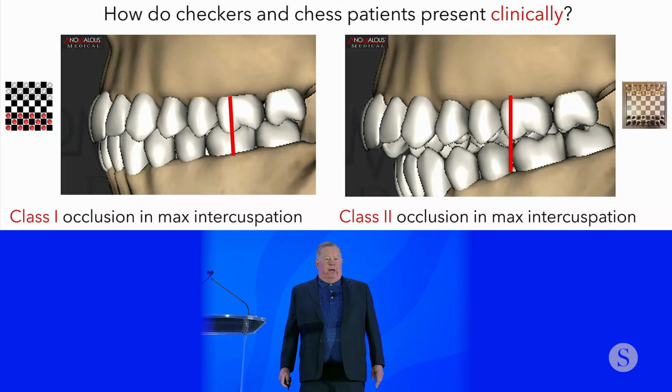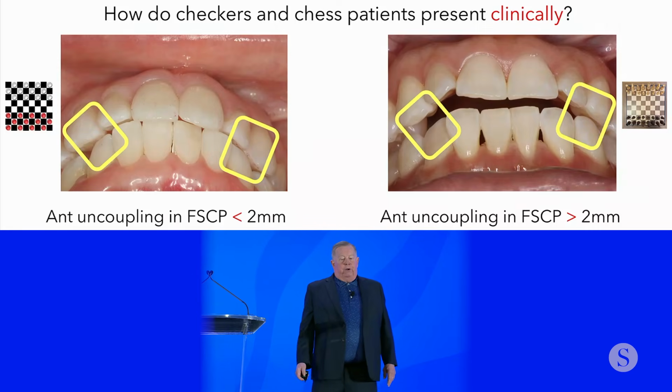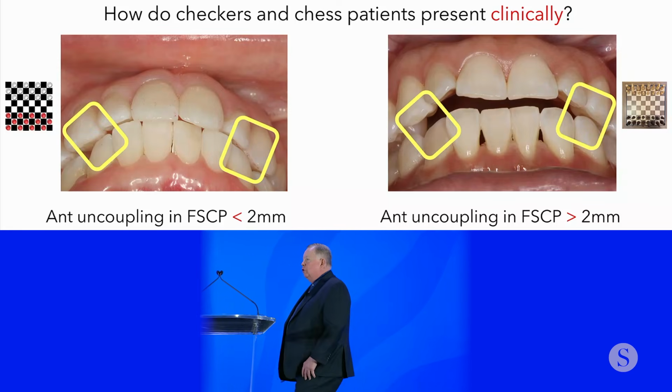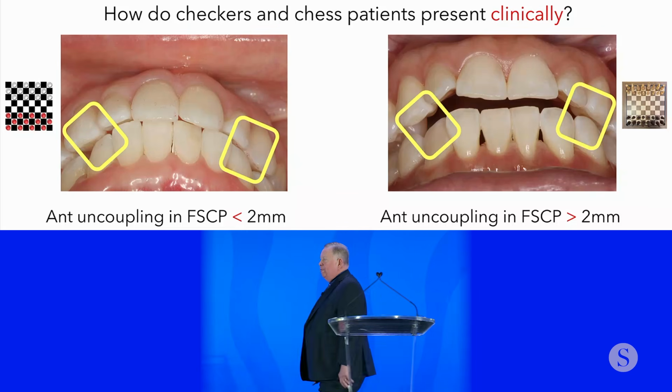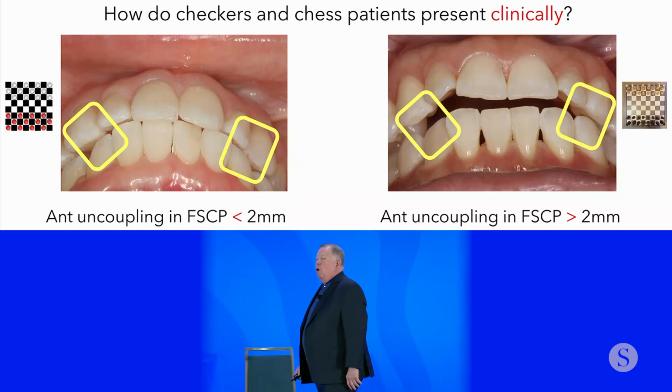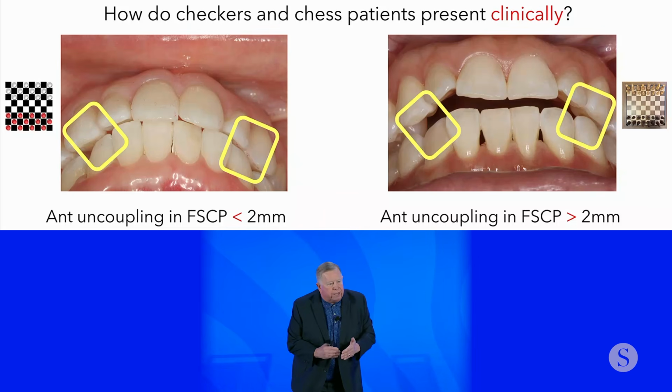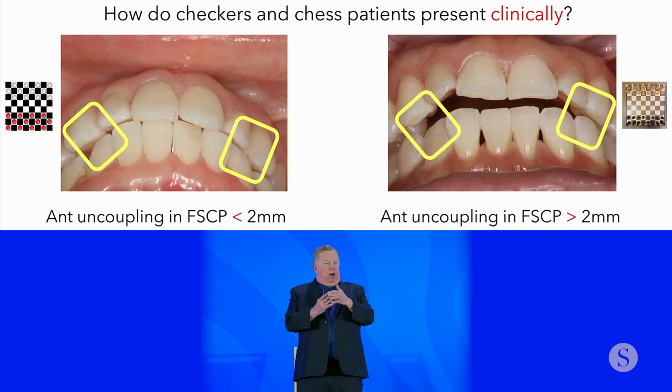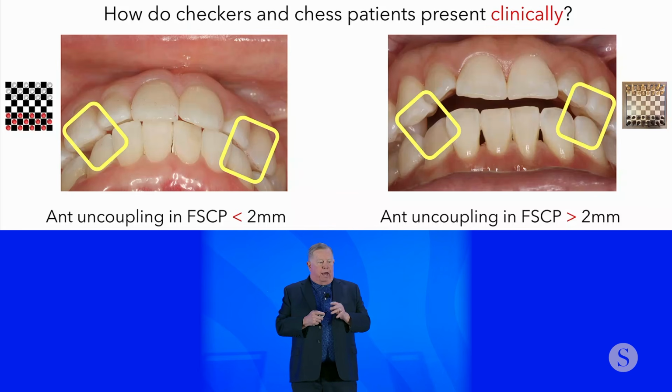Real easy way. The second way we're going to do it is we're going to look at the condylar position from a skeletal perspective. That'll be a fully seated condylar position. We're looking at how the anterior teeth fit. If they touch or they're uncoupled less than 2 millimeters, we're thinking, okay, it's probably a relatively stable case.